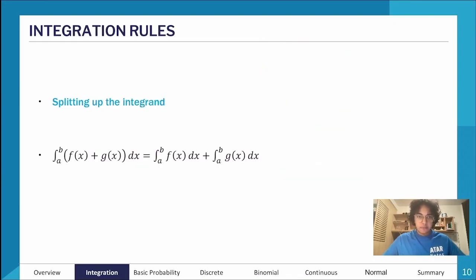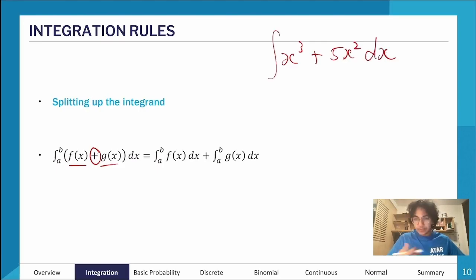Okay. Another thing we can do is that if we have two functions that are being added, it's really important that they're being added. If they're being multiplied, you can't do this. If they're being added, you can just split them up into two different integrals like so. So sometimes, if you see a function like this and you get pretty confused and you don't know how to integrate it all in one go, that's all good. Or maybe you're just double checking your answer. It's perfectly fine to just split it up into two integrals like this.